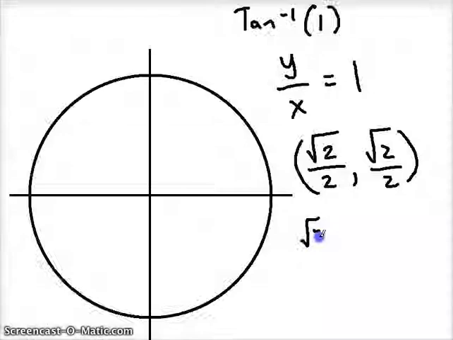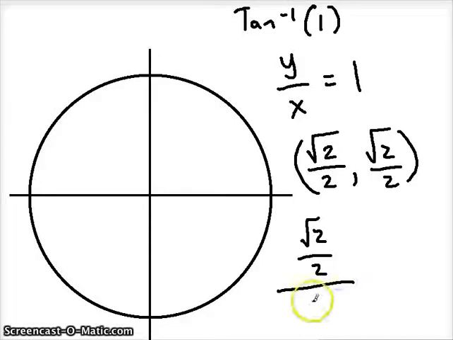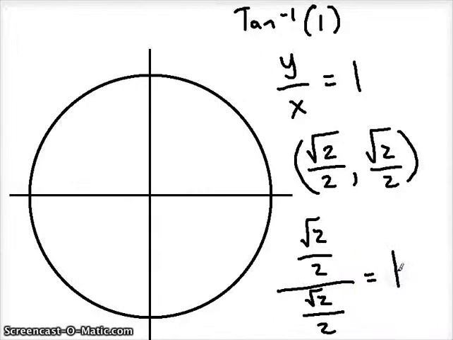So if we set that up as a ratio, that would be equal to 1. So the inverse tangent of 1 is going to correspond with a 45-degree angle. So about right there. Or in radians, it would be pi/4.